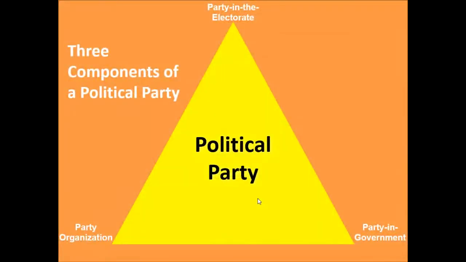Actually, maybe we do need to look at this first, okay? So, what are we talking about when we talk about a political party? We've thrown around political party a lot over the last 2 weeks, and we haven't really established what a political party actually consists of. So here's a simple little model that's commonly presented in textbooks, of what a political party consists of.